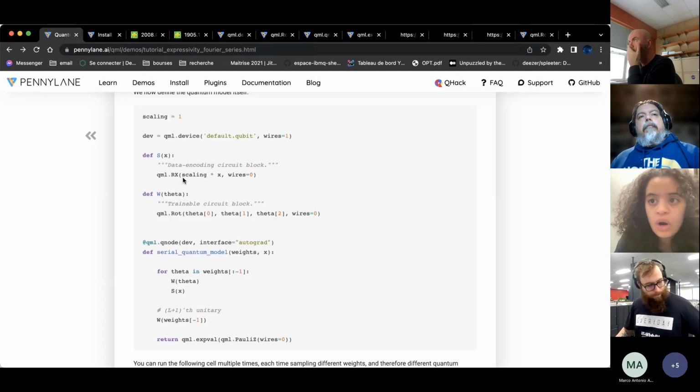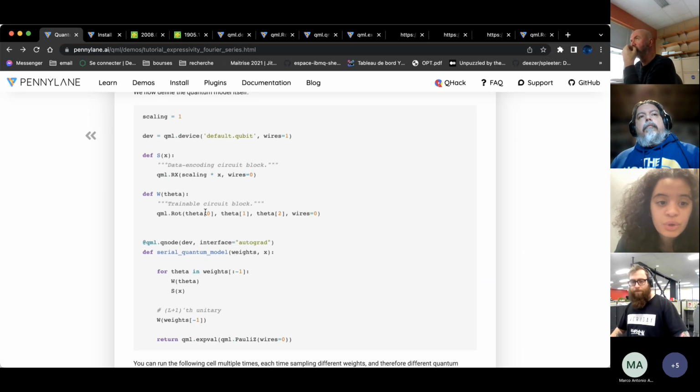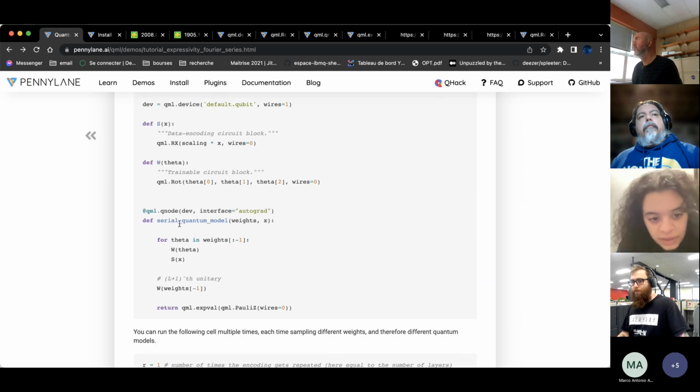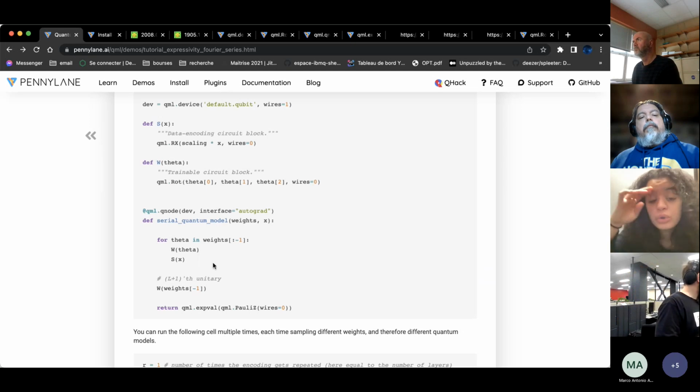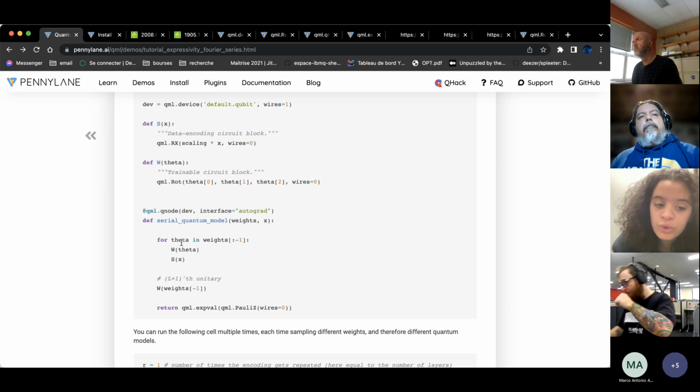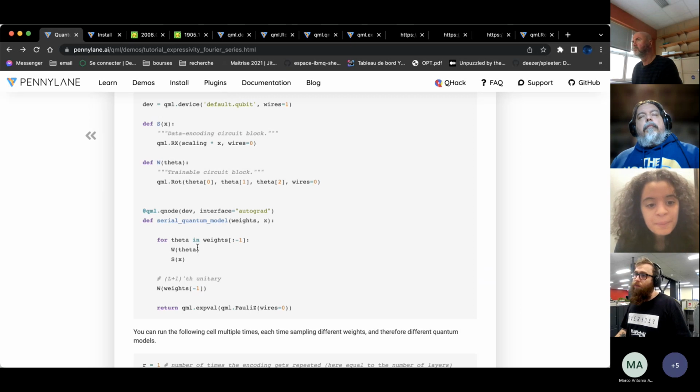So that's how you would do it for QML.RX and then the trainable circuit block QML.Rot. So you could define two different circuits, one for S(x), one for W(theta). And then when defining your quantum model, you could what we call append circuits together. So you could add the circuits one after the other, because basically that's what we're doing right here. Or you could directly create your circuit fully with W and S at the same time. That's up to you. You decide how you want to code it. There are multiple ways to arrive at the same result. And then here you have QML expectation value. This is not the same in Qiskit.